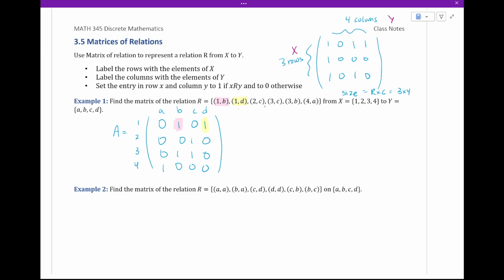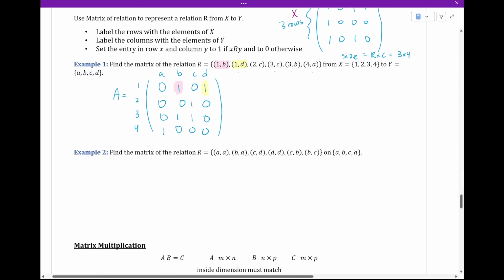So there are 1, 2, 3, 4, 5, 6 elements in my set, and 1, 2, 3, 4, 5, 6 ones in my matrix, and everything else is a 0. There's 6 elements in my set, and then 6 ones in my matrix. All right, let's do another one.